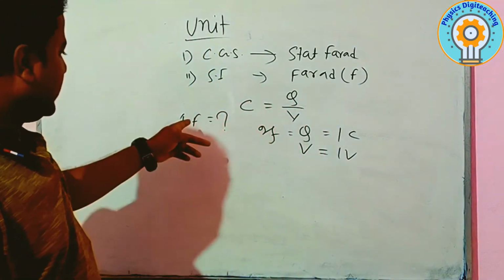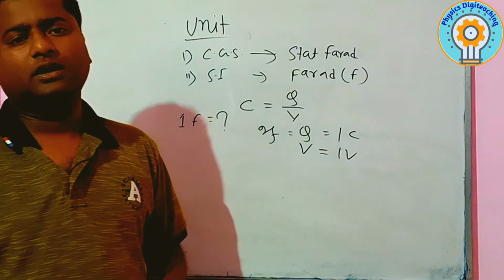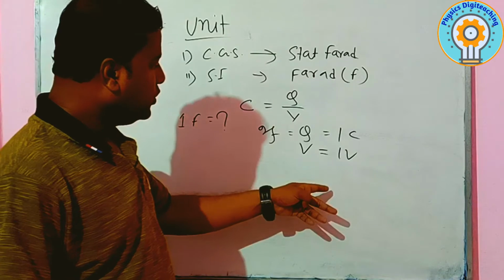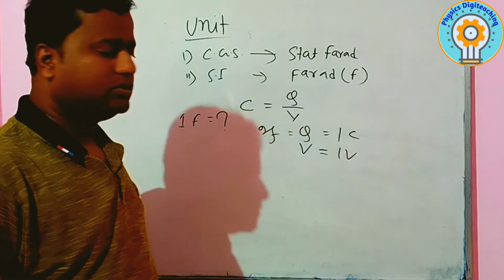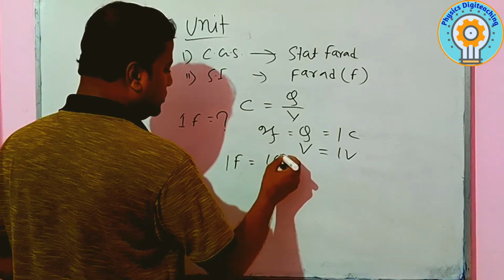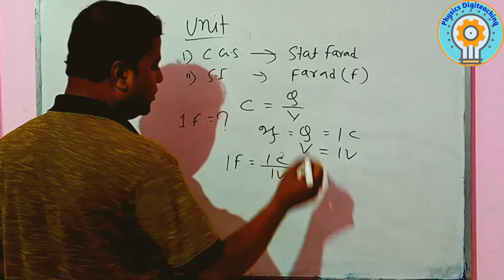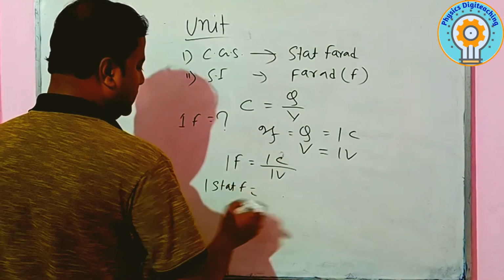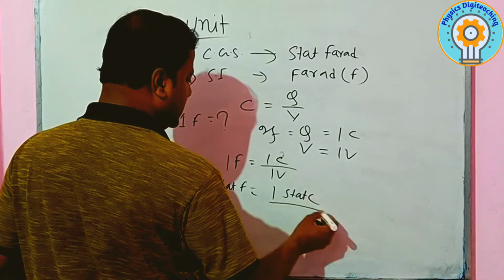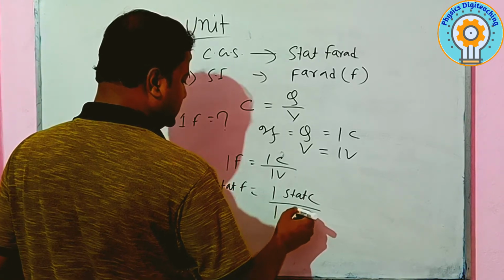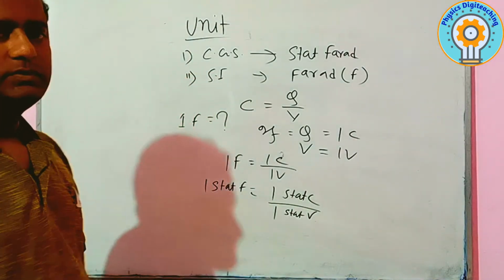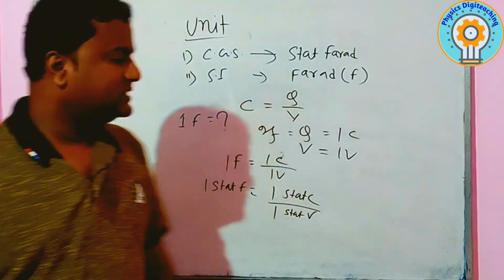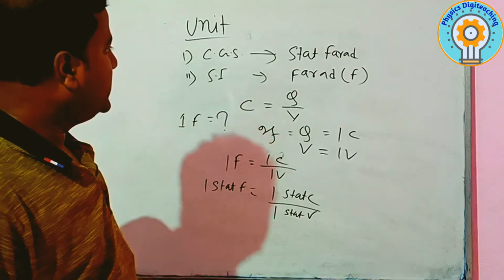Then how to define 1 farad? 1 farad capacitance is numerically equal to 1 coulomb charge required to raise its potential by 1 volt. Then 1 farad equal to 1 coulomb by 1 volt. And similarly, 1 stat farad equal to 1 stat coulomb by 1 stat volt, or ESU potential. This is our CGS and SI unit of capacitance. CGS unit stat farad and SI unit farad.